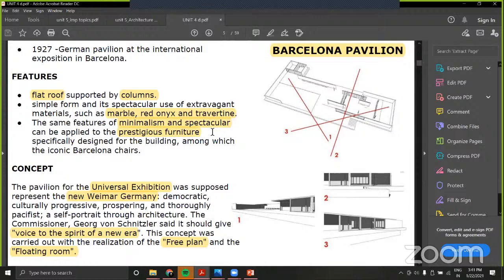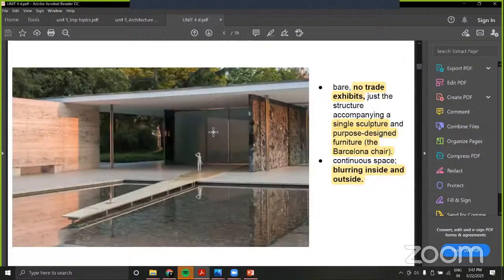So he wanted a concept just like a free plan, that is, there will be no partitions or walls in the building. It's kind of an open plan, which is what we discussed earlier. And this is the main common entrance of the building. There will be a single sculpture and purpose-designed furniture, the Barcelona chair.